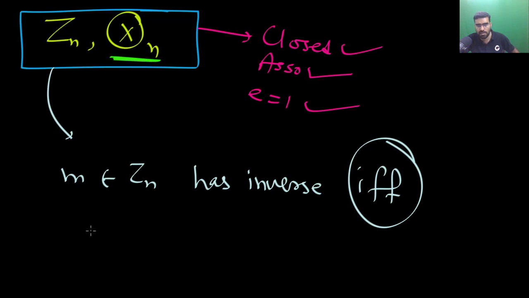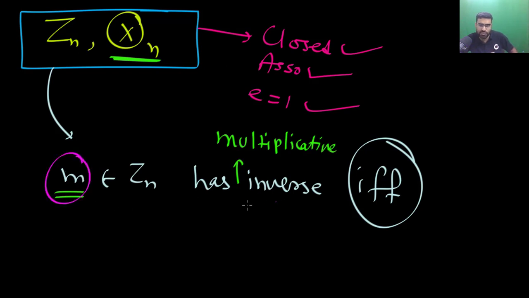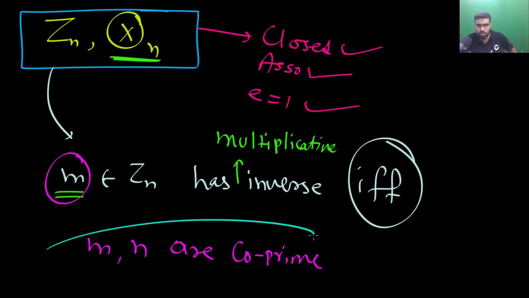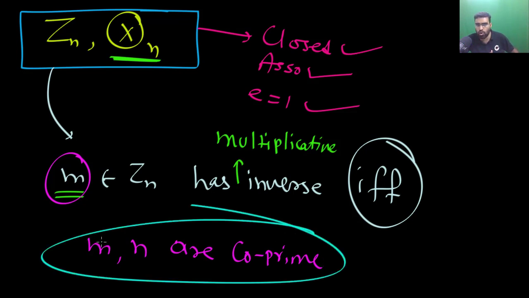Remember, under this operation, multiplication modulo n, this element has an inverse, or I can say multiplicative inverse, because the operation is multiplication. So I can say this element m has a multiplicative inverse if and only if m comma n are co-prime.